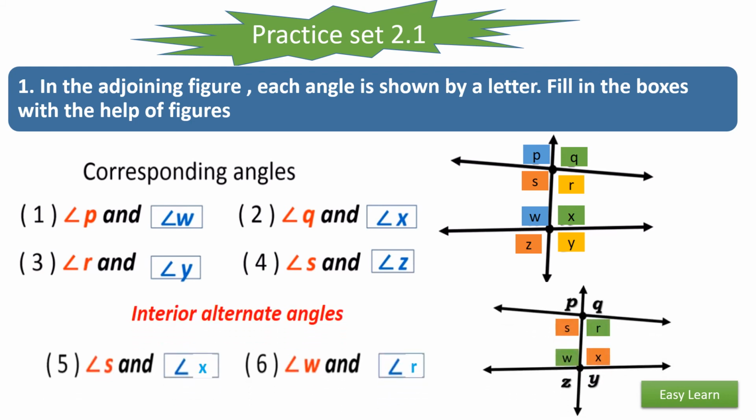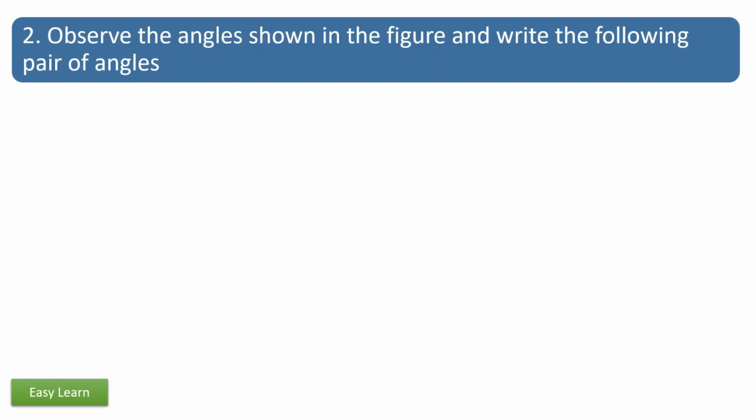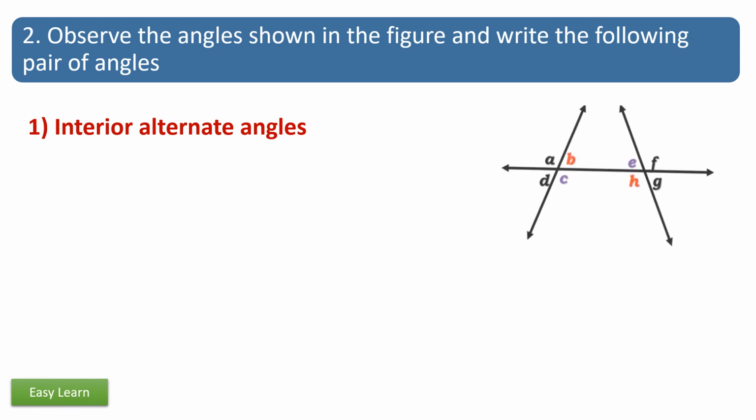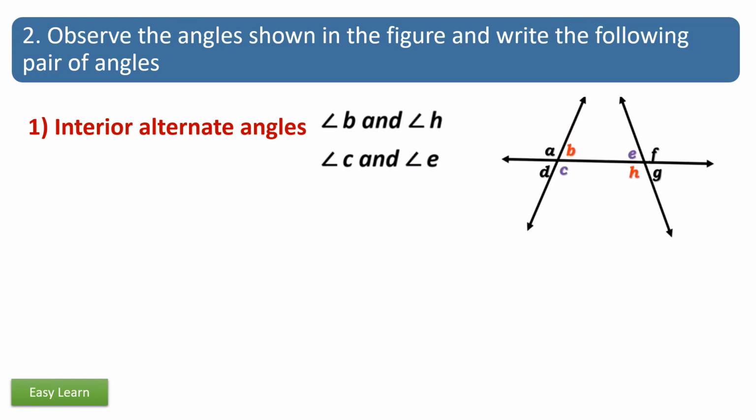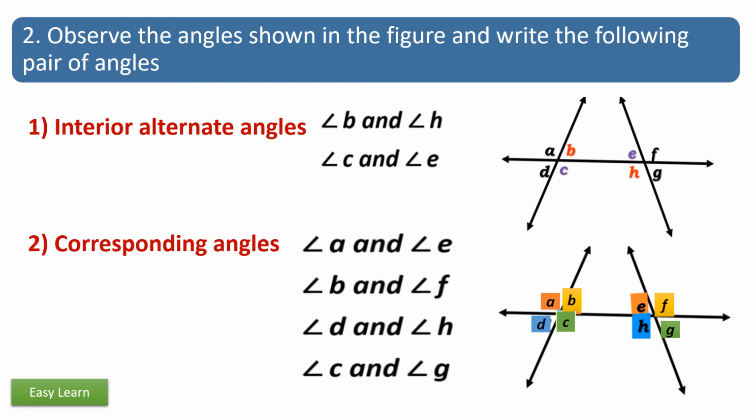Next, interior alternate angles. Angle S will correspond to angle X and angle W will correspond to angle R. Observe the angles shown in the figure and write the following pairs of angles. First, interior alternate angles. So angle B and angle H, angle C and angle E. Second, corresponding angles. Angle A with angle E, angle B and angle F, angle D and angle H, and angle C and angle G.